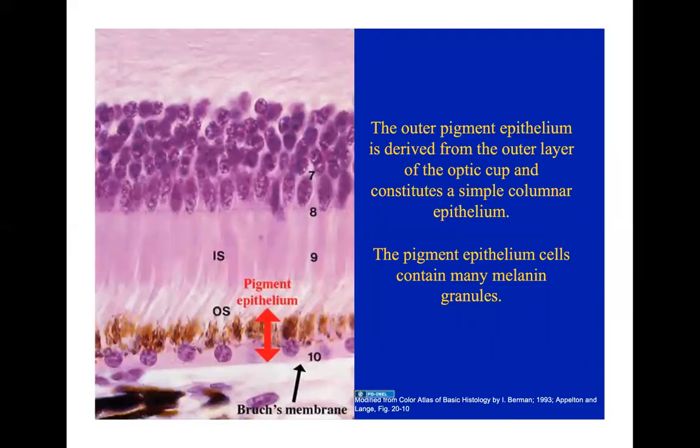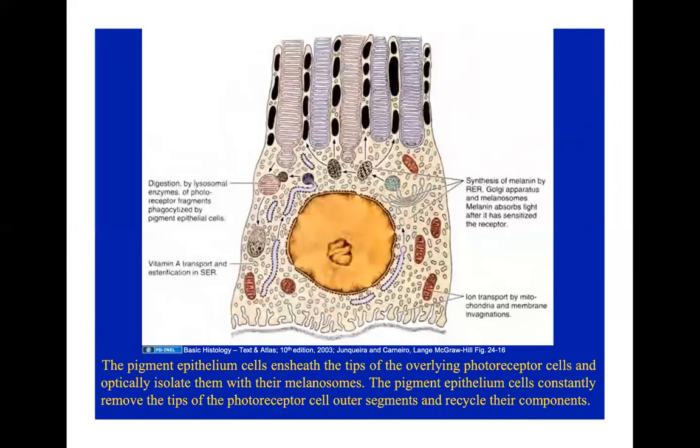Okay. So again, histologically or embryologically speaking, this outer pigment epithelium is derived from your optic cup and is lined by simple columnar epithelium. Okay, so these are the retinal pigment epithelium.